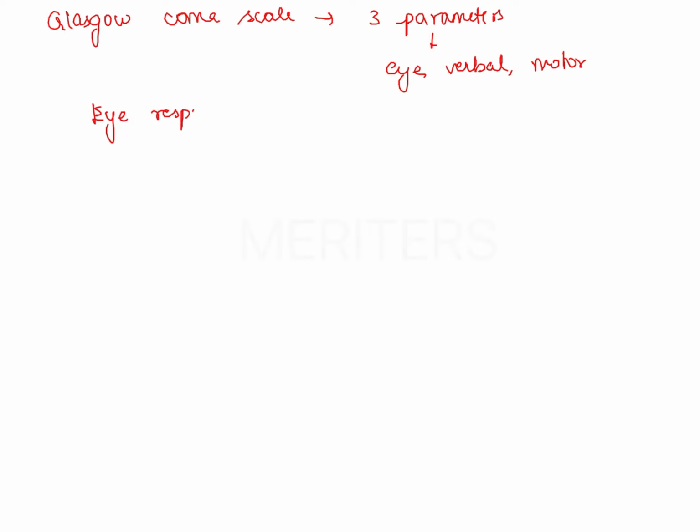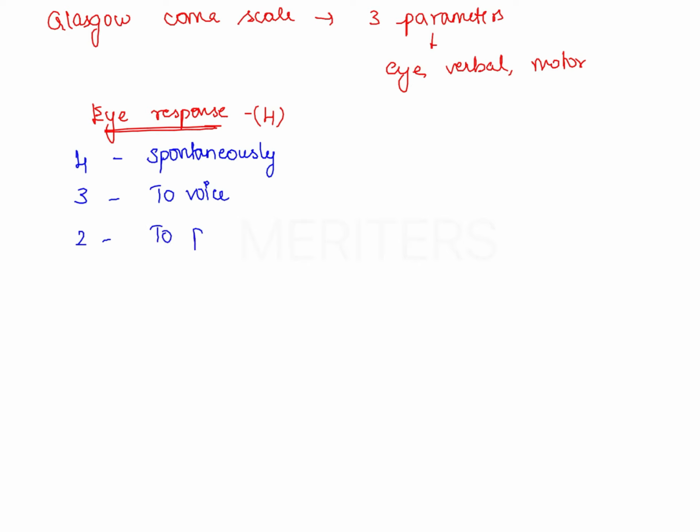First is the eye response. The eye response is divided into 4 different scores. As the score decreases, the patient's conscious state also decreases. So the highest score, 4, indicates that the patient opens the eyes spontaneously. So this is a good sign. Whereas as the score decreases to 3, the patient responds by opening the eyes to voice. Score 2 indicates that the patient opens the eyes only to pain. Whereas score 1 indicates that there is no eye response at all.